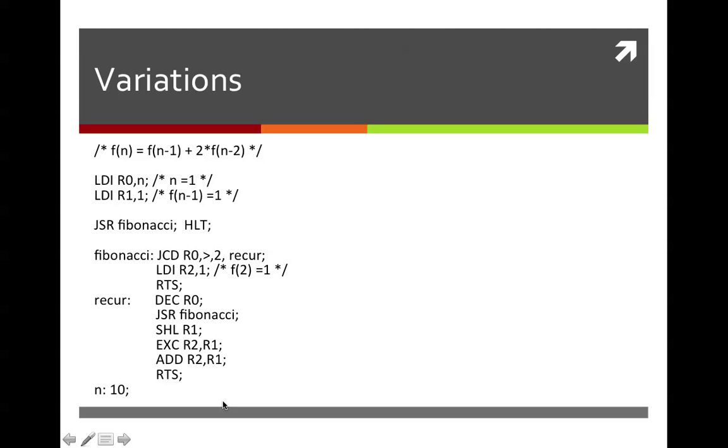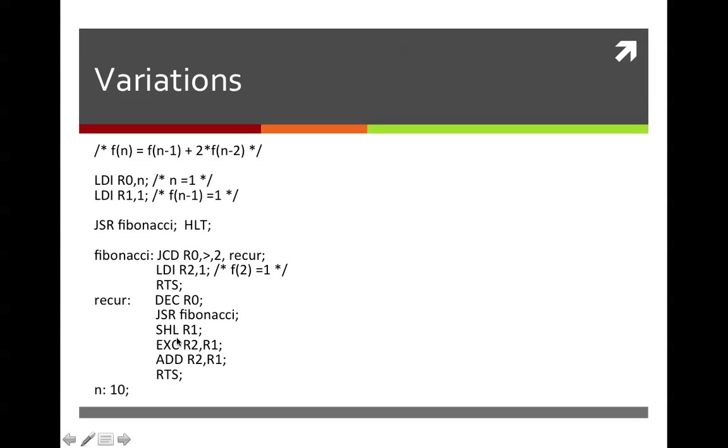So I also talked briefly about variations. Now here's one where we have f of n equals f of n minus 1 plus 2 times f of n minus 2. So the same ideas can really be used here. We take the same template which we had for the exact Fibonacci sum. Now in the recursive call portion, we again decrement. This is a single call version. Decrement R0 by 1, and then we jump back to Fibonacci.